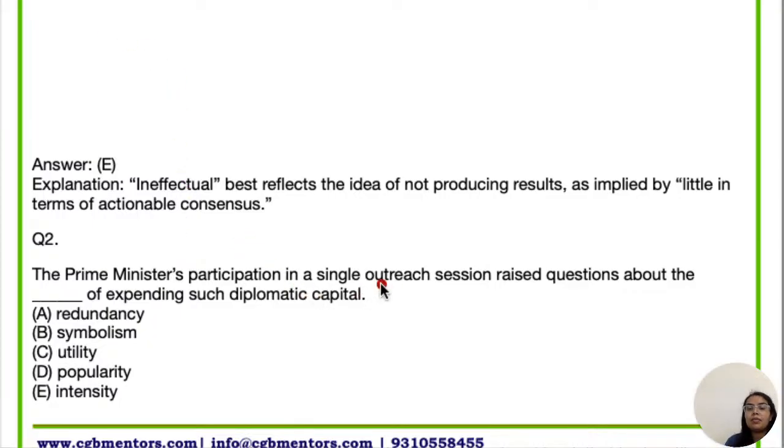The PM's participation in a single session raised questions about the utility of expending such diplomatic capital. Okay, so utility is the answer.